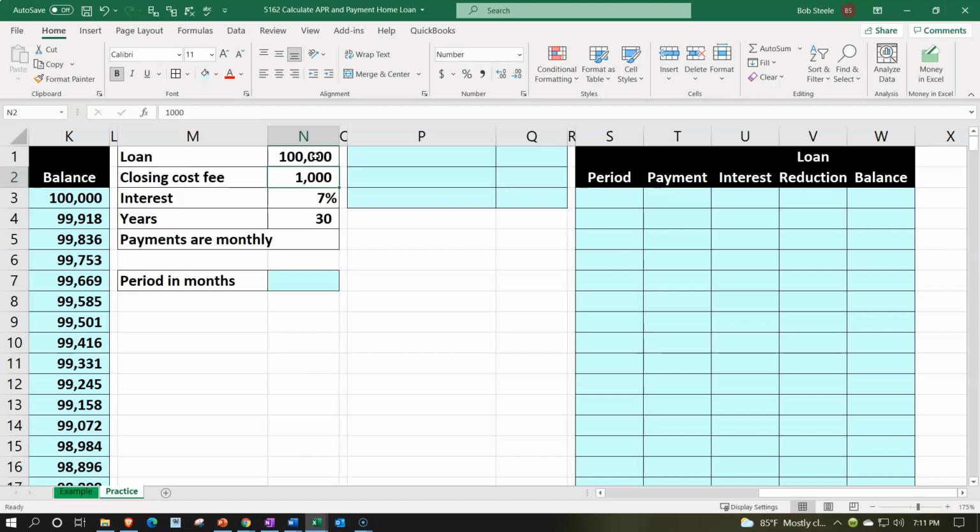So now we're going to say, okay, if I'm going to fold that closing cost into the cost of the loan, I'm not really paying 7%, because that $1,000 is a cost. These two things are costs.